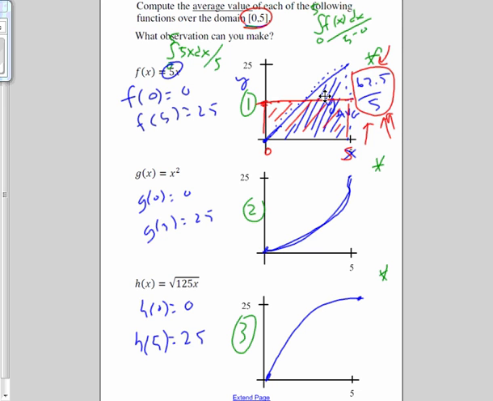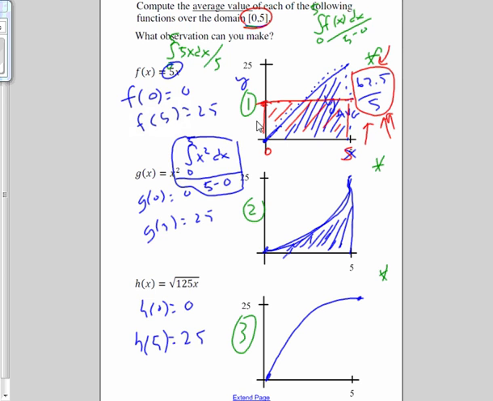Okay, so let's do the next problem. What we're looking for graphically, we're saying that area is the integral from 0 to 5 of x squared dx. And I want to find what's the average y value over that interval. So I need to divide that area by my x values to find the average value.